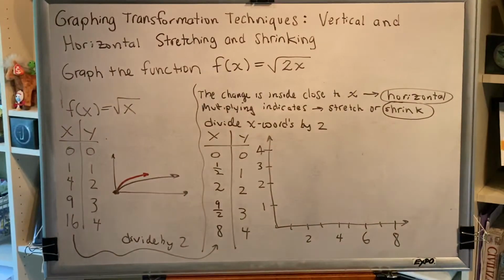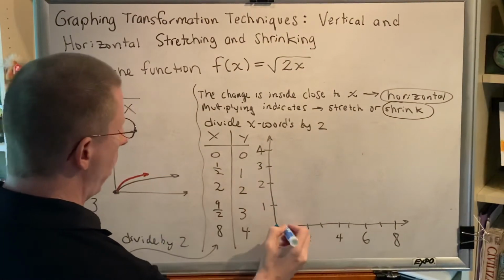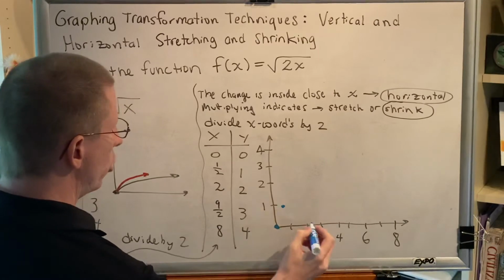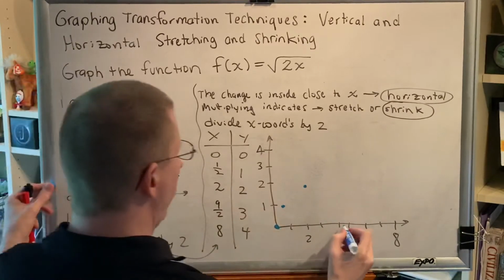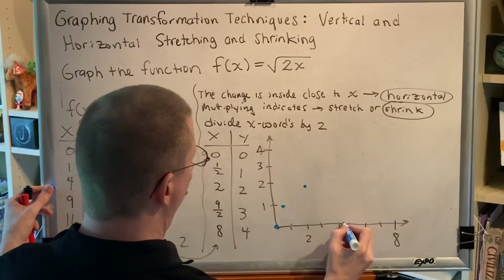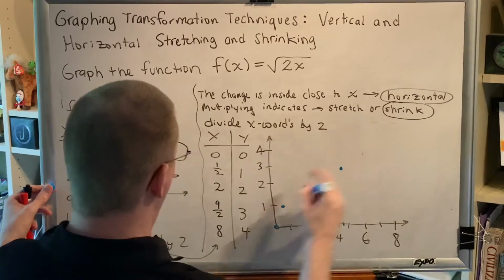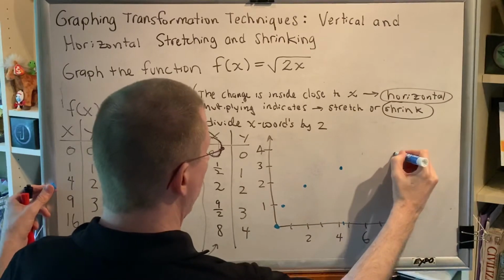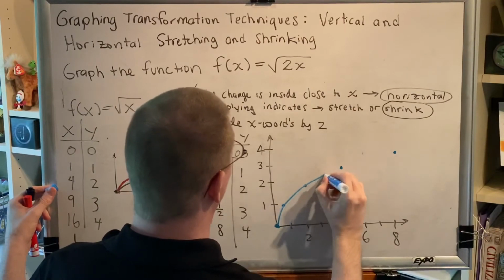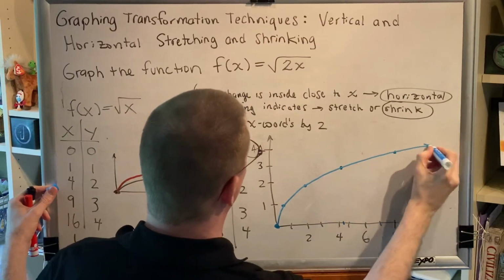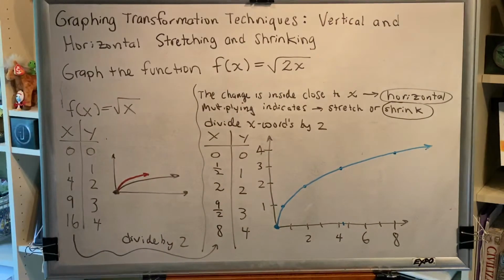So here we go. So 0, 0 is here. 1/2, 1 would be here. 2, 2 would be here. 4.5, 3. So if that's 4 and that's 5, 4.5 would be right there in between. And 8, 4 would be here. When we connect all of those dots together, we get ourselves the graph of f of x equals the square root of 2x.